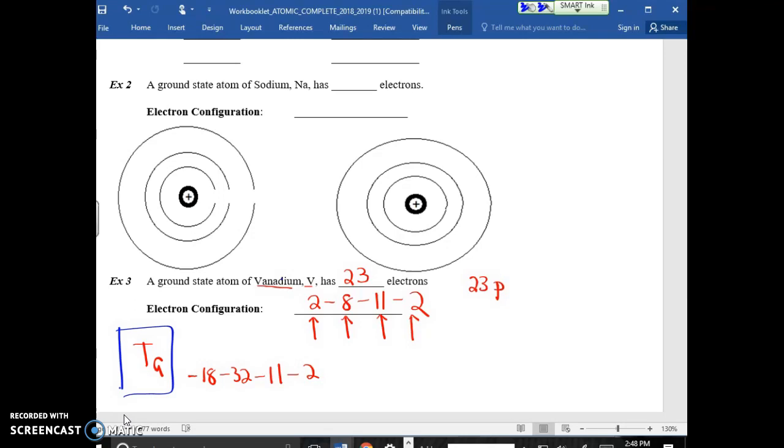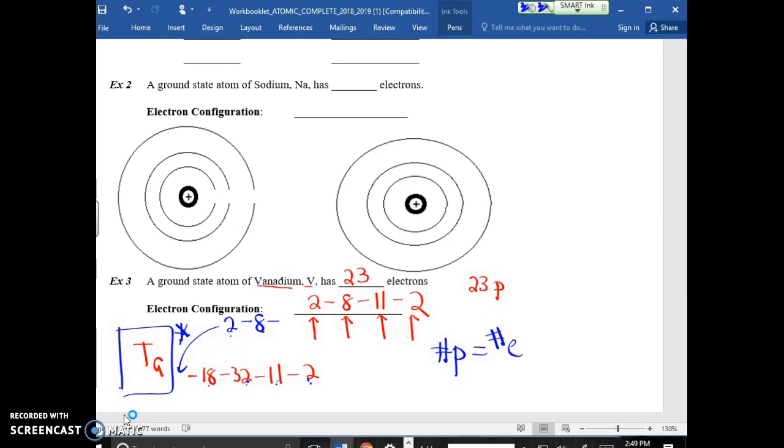So what they do, and they even noted here, it says, little asterisk, it says that when you have this situation with a blank and then a hyphen, 2-8 is implied. So if nothing is written, or if you start with a hyphen, that means you should put a 2-8 in front of it. 2, 8, 18, 32, 11, 2. And again, these numbers are going to add up to the atomic number because, again, in a neutral atom, the number of protons is equal to the number of electrons.